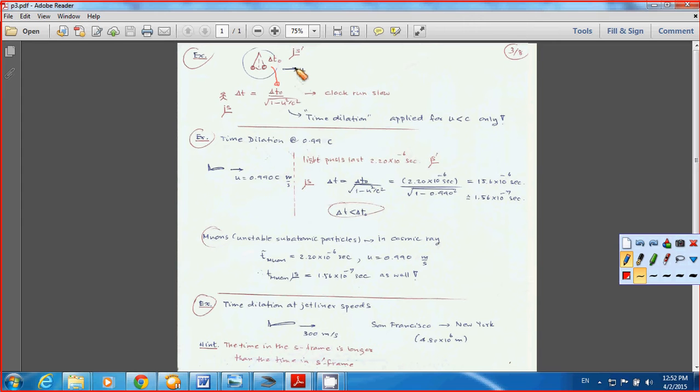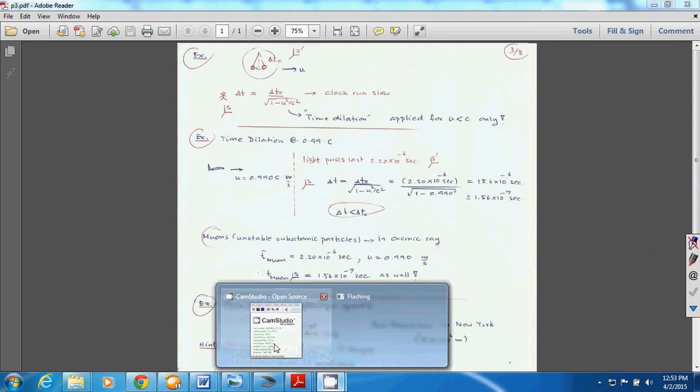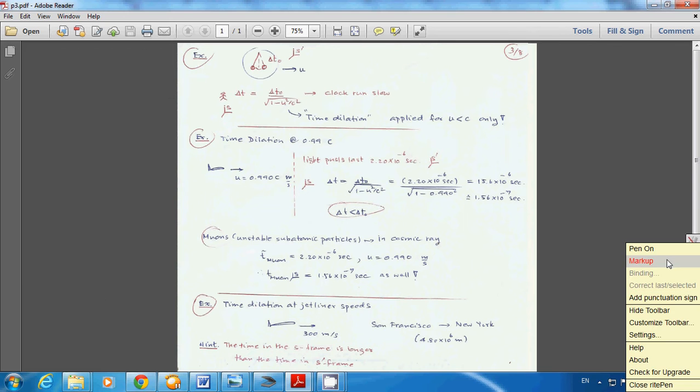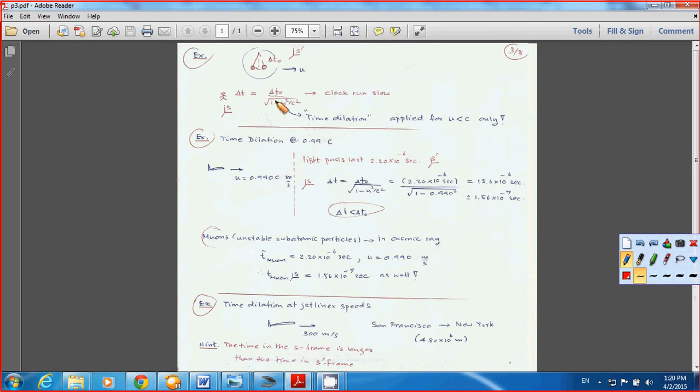If the S prime frame moves with the velocity 0.99 c on the spacecraft here, you release okay, let's look back to see, as I mentioned, this is how the clock will run for this problem. Delta t 0 is going to be less than delta t when you are sitting on the Earth.